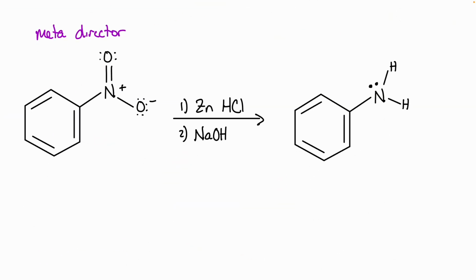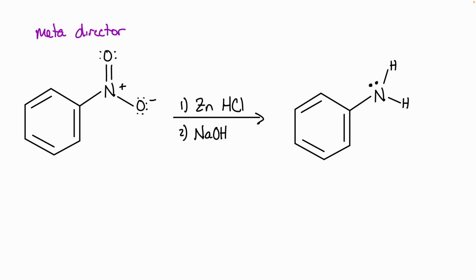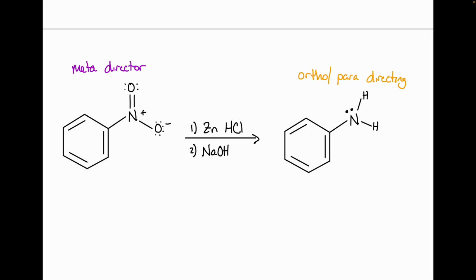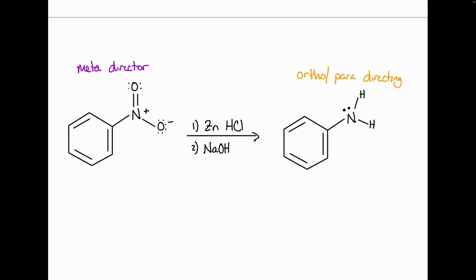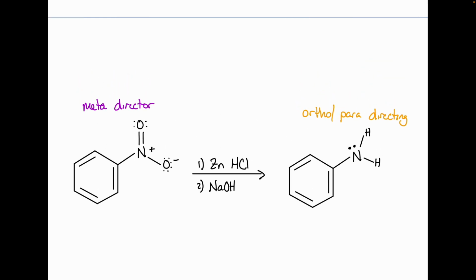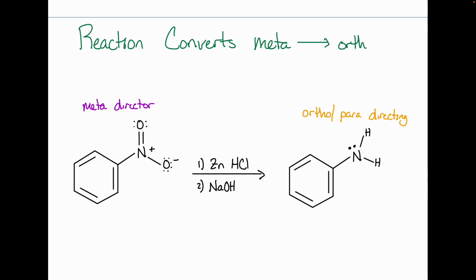So when I look at my product here, what would I say about that nitrogen? Is it ortho-para or meta-directing? Ortho-para. Now it's an electron donating group, which makes it ortho-para directing. All right, so the key here for our reaction is we're not adding anything new to our ring, but this is a reaction that converts our meta-director into an ortho-para director.